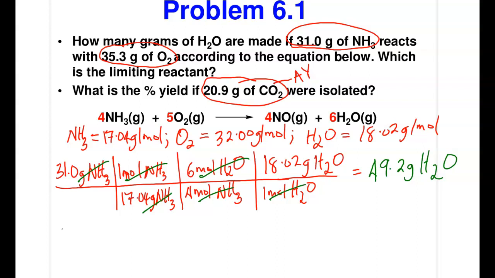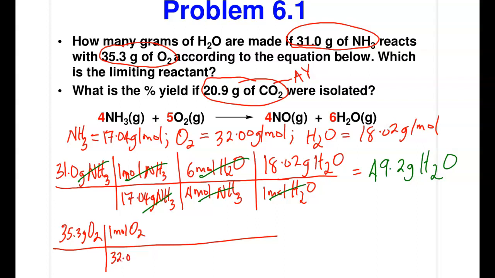So again, I start with 35.3 grams of oxygen. I'm going to change the color. 1 mole of O2 contains the molar mass, that's 32.00 grams of O2. And then from there, what's the mole ratio between oxygen and water? There are 6 moles of H2O to 5 moles of O2. And then from there, I have to convert it to mass of water.